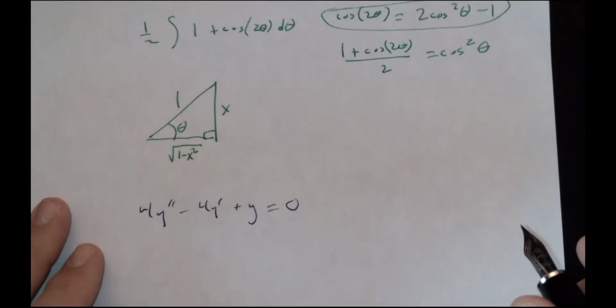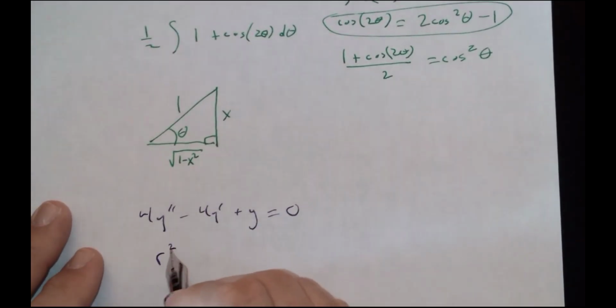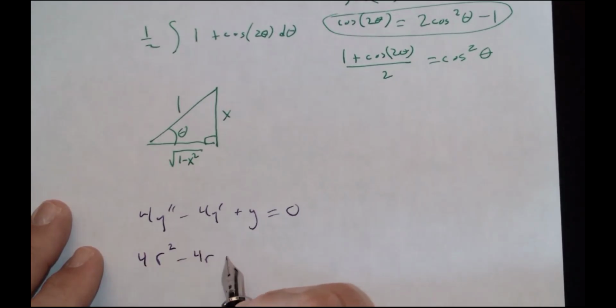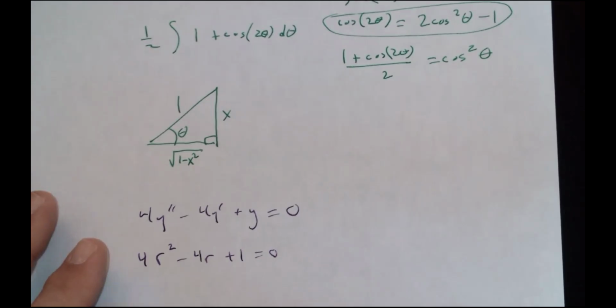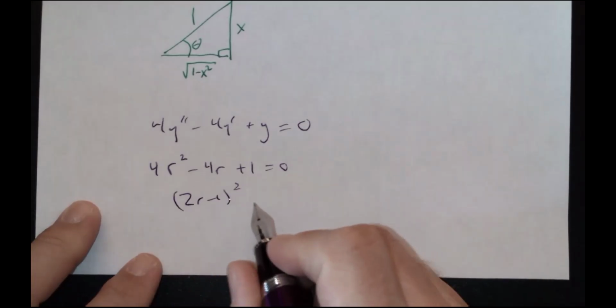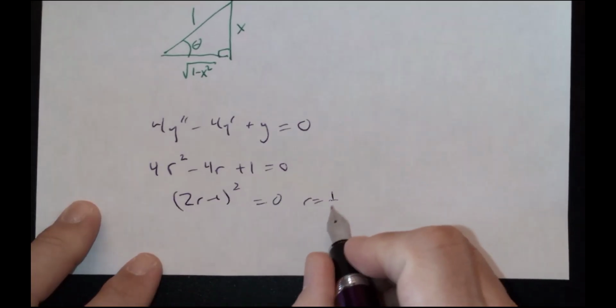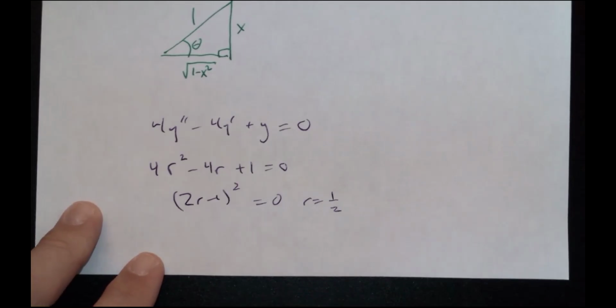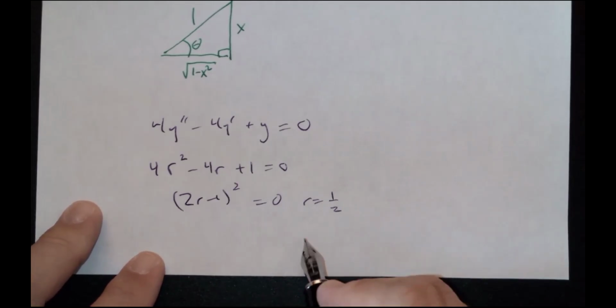So if I do that, then my 4r squared minus 4r plus 1, that's my auxiliary equation. What are the roots of that? 2r minus 1 squared. Oh, so if it's 2r minus 1 squared, then I get r is a half, but it's twice, right? Yeah.